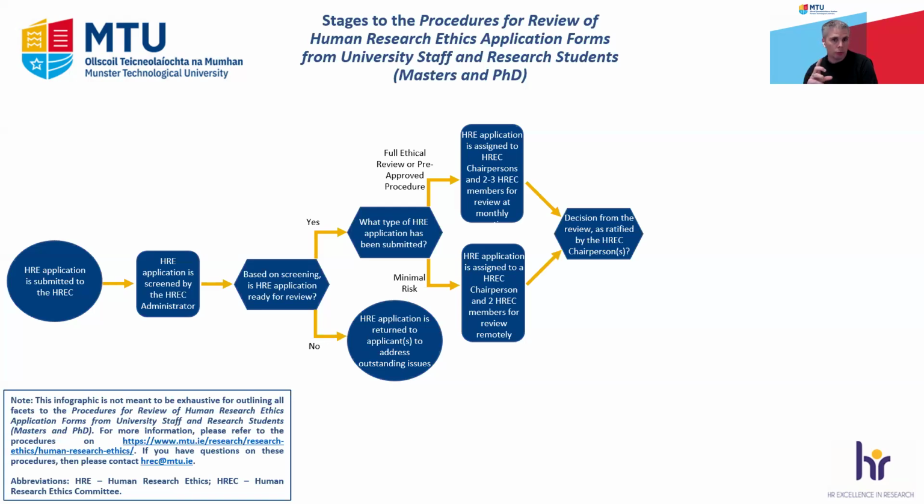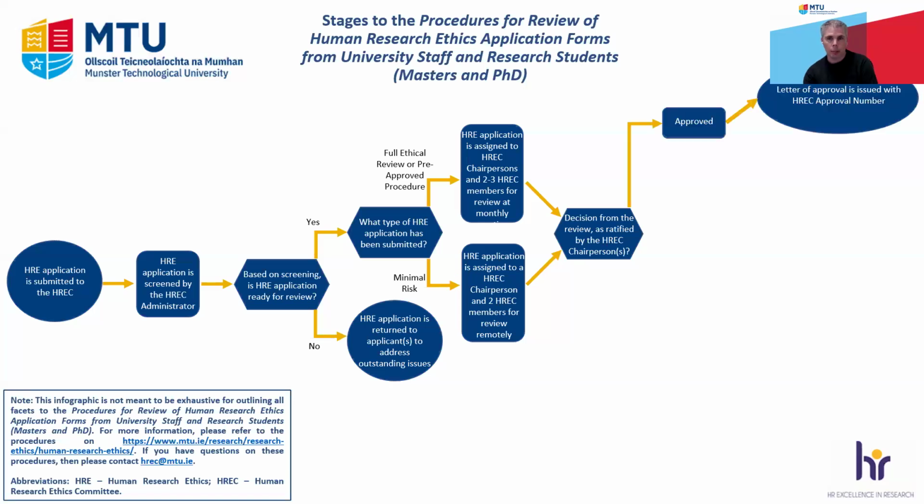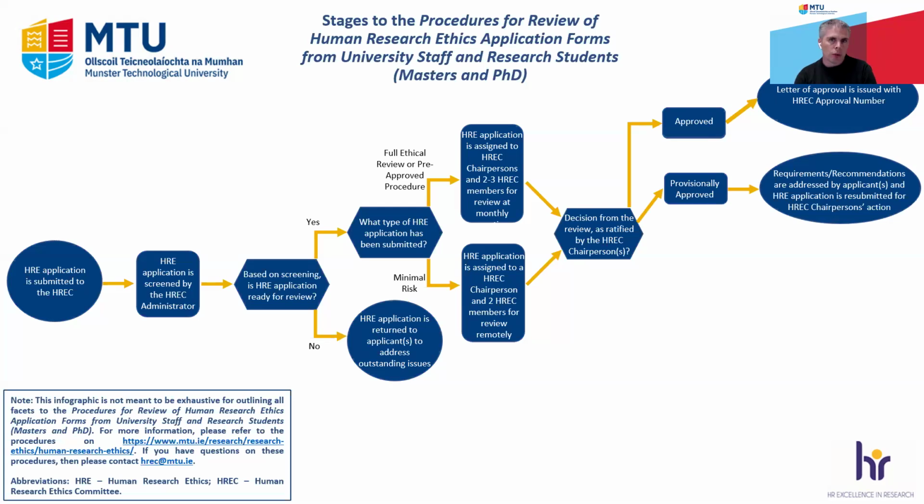Irrespective of which avenue we're going down, the decision for the review is then ratified by the HREC chairpersons. It's chairpersons if it's the full or pre-approved procedure, and a chairperson if it's minimal risk. The outcomes would be, first, it's approved. If it's approved, you get a letter of approval and an approval number, which is very important, especially if you're going down the route of publishing at a later stage. A lot of journals require the approval number from the ethics committee, so we provide that. If it's provisionally approved, that means there are minor issues that need addressing. These could be either requirements or recommendations.